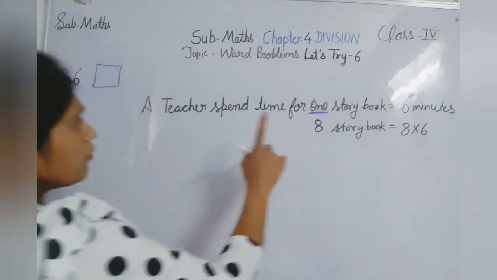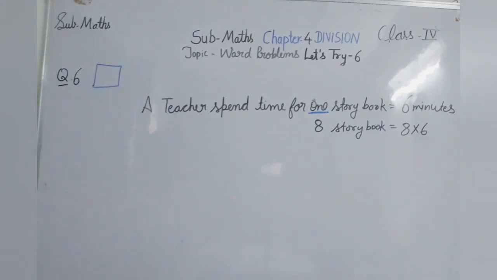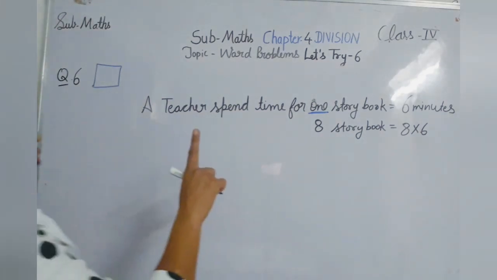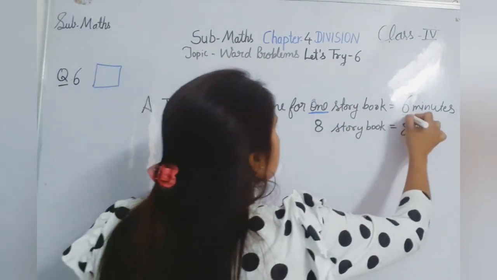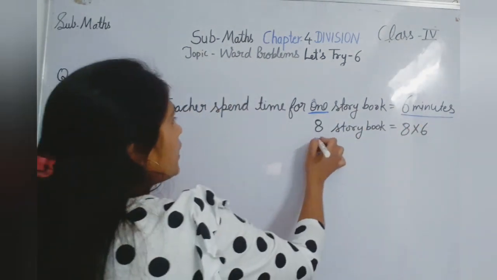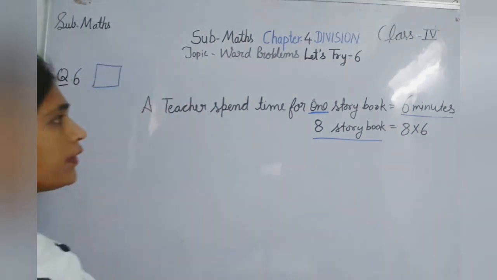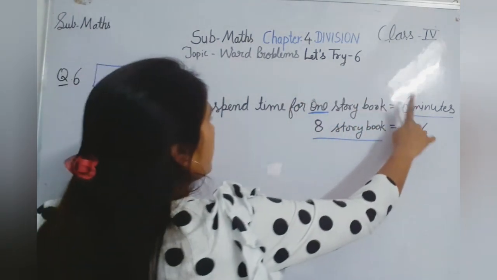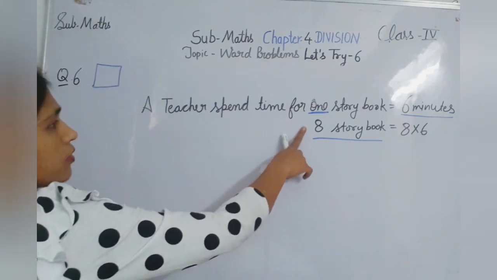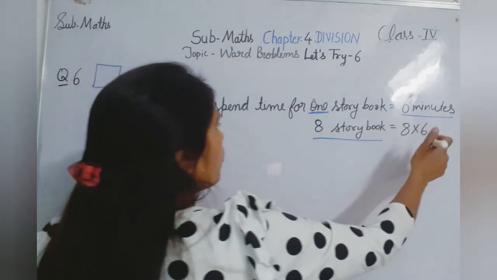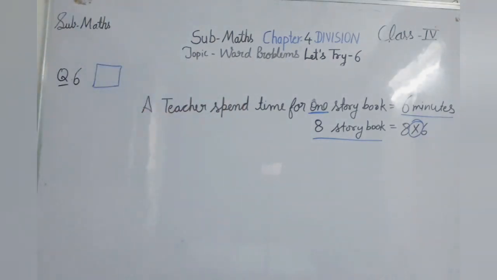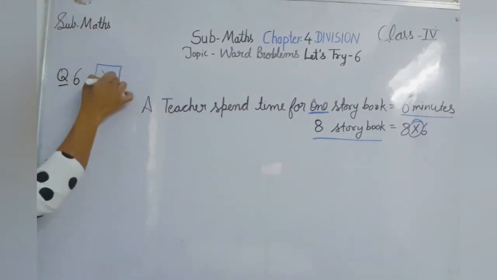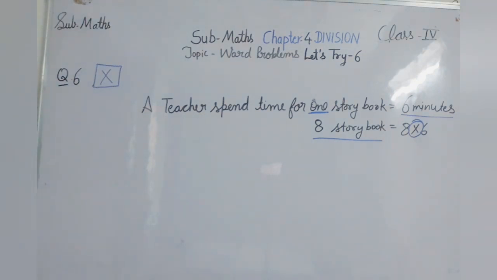For one storybook. A storybook they have given, or each storybook means one storybook. Okay. So for one storybook, she is taking 6 minutes. So for 8 storybooks, how many minutes will it take? For one they have given and they are asking for more. The similar thing they are asking for more. So that time we have to do multiplication. So in question number 6, what will we do? We'll use the multiplication operation. Clear? So let's see the next question.